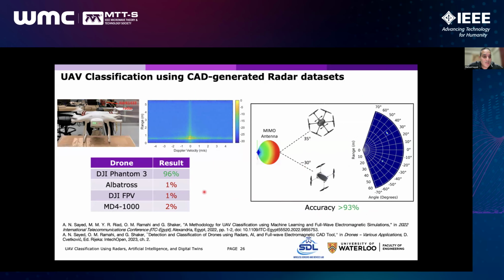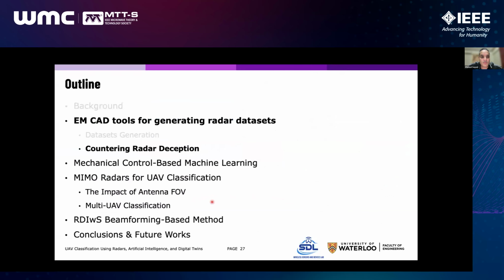We conducted some simple measurements at the RoboHub lab here at the University of Waterloo. We placed the DJI Phantom 3 standard drone in front of our radar, and we got its range Doppler maps. Then we applied the CNN model that was trained on the simulated datasets to the real measurement dataset, and it could accurately detect and classify that this drone is a DJI Phantom 3 standard.